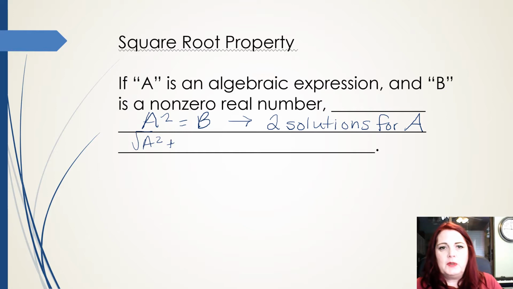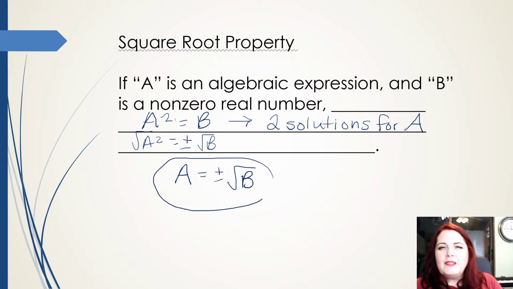That's supposed to be equals. So that equals plus or minus the square root of b. So we'll have a is equal to plus or minus the square root of b. So that's the square root property. Let's apply it to something with numbers.